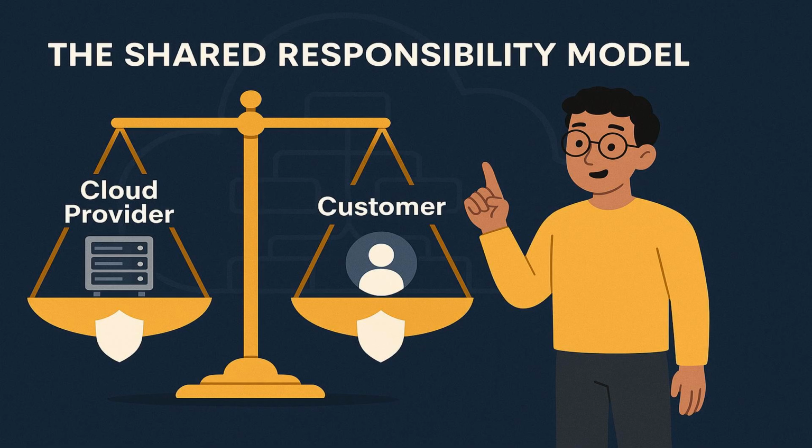In IaaS, like Amazon Web Services or Microsoft Azure, you're responsible for securing your virtual machines, operating systems, and applications. In SaaS, like Gmail or Dropbox, the provider handles most of the security, but you're still responsible for things like account access and data integrity. This idea is called the shared responsibility model, and it's key to understanding cloud security.